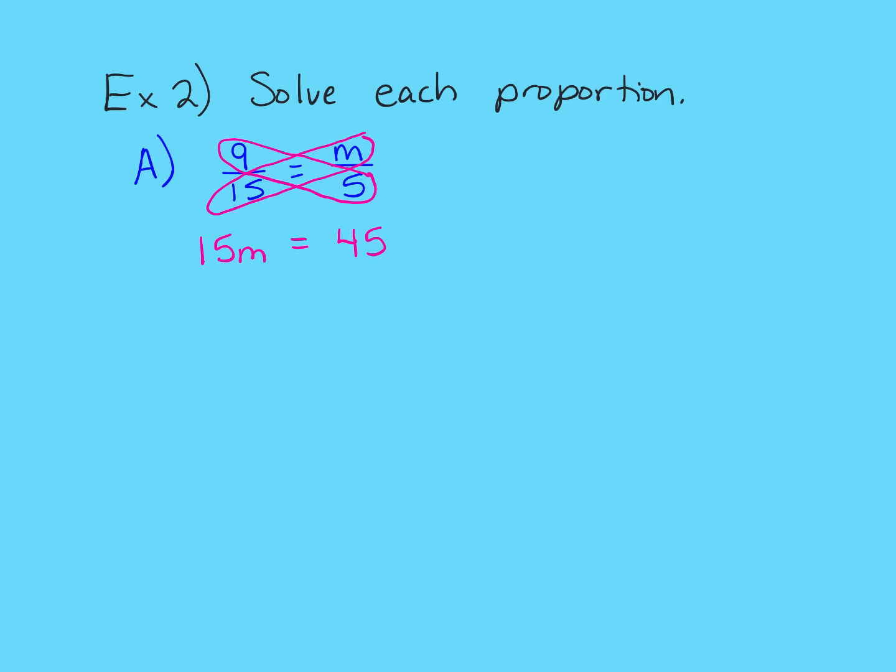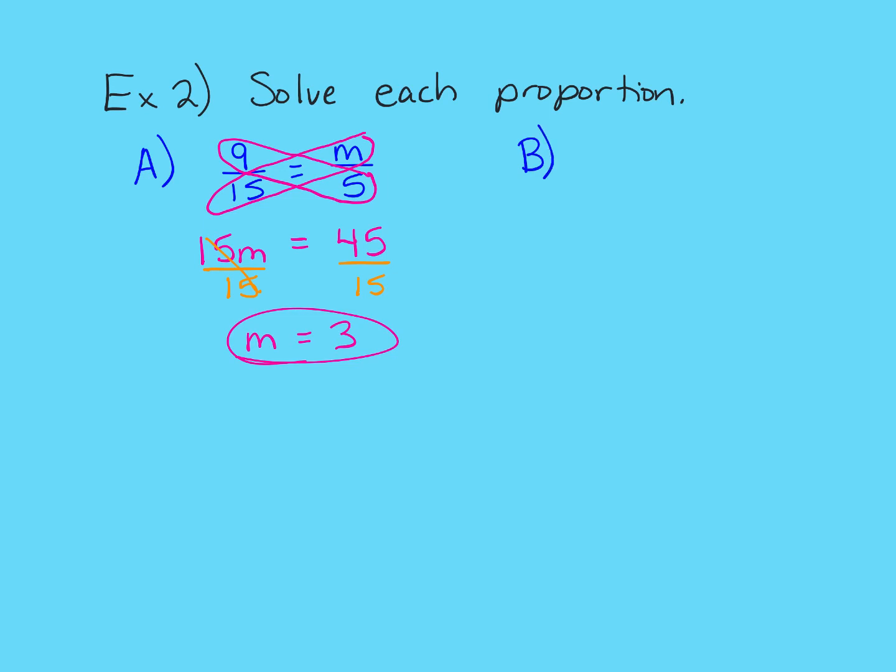Now we just have this little tiny one-step equation, takes one step to solve. We have 15 times m, so we're going to undo multiplying by dividing both sides by 15. And m equals 3. Alternatively, you could plug 3 back in and see if both fractions reduce to the same, and they'll both be 3/5. So this proportion has been solved.